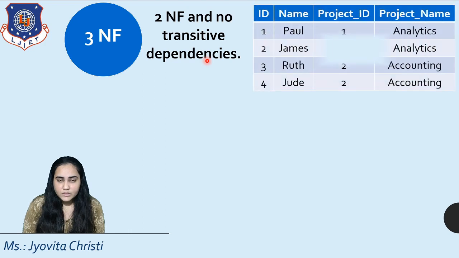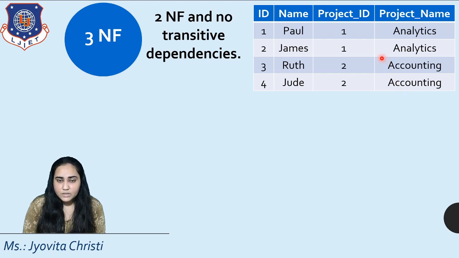So consider this table. This table contains four columns: ID, name, project ID and project name. And there are four people: Paul, James, Ruth and Jude, and they all have unique IDs. And they all work on some project, and we've mentioned the project ID as well as the project name of the project they work on. So Paul and James both work on analytics, and Ruth and Jude both work on accounting. So this is what our table looks like.